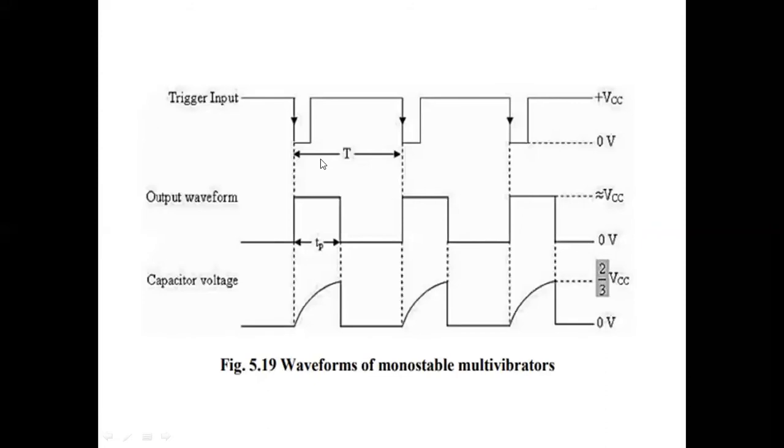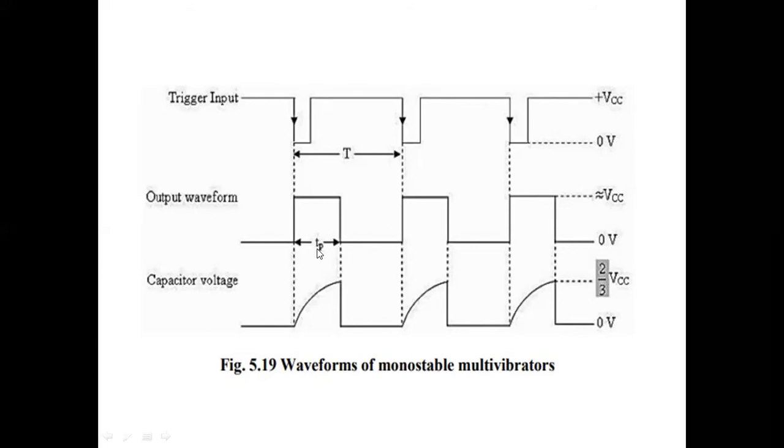These are the output waveforms. This is the trigger input, a negative going trigger pulse, and this is the output waveform. This is the capacitor. When the capacitor is charging, we have the higher voltage, logic 1, at the output. When the capacitor discharges, we get logic 0 at the output. This is the TP, that is the time period or pulse width of the output waveform.